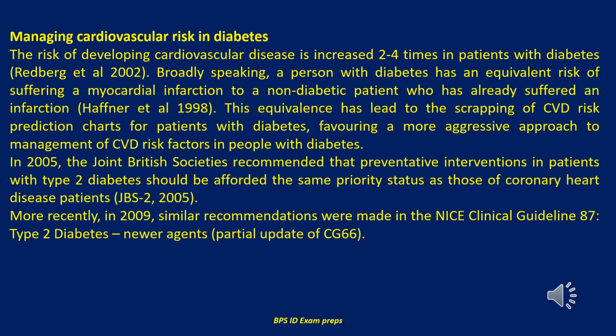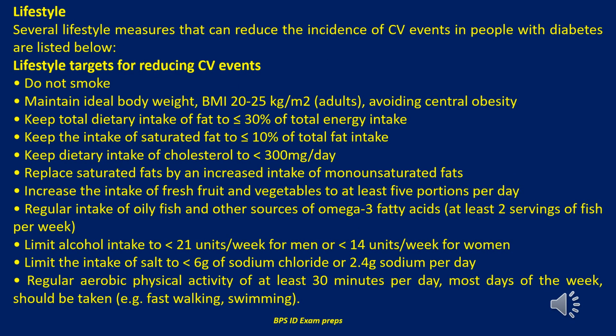In 2005, the Joint British Societies recommended that preventative interventions in patients with type 2 diabetes should be afforded the same priority status as those of coronary heart disease patients (JBS 2005). More recently, in 2009, similar recommendations were made in the NICE Clinical Guideline 87, Type 2 Diabetes, Newer Agents, a partial update of CG66. We will now discuss lifestyle.